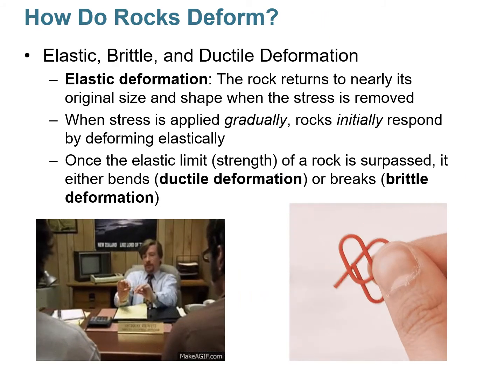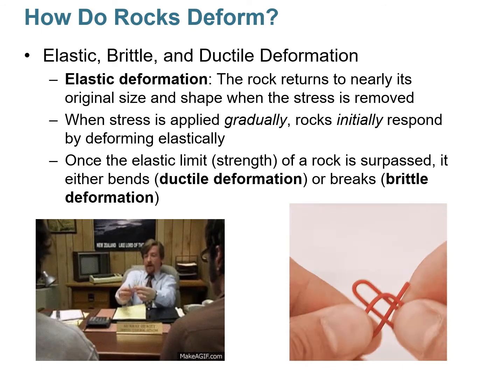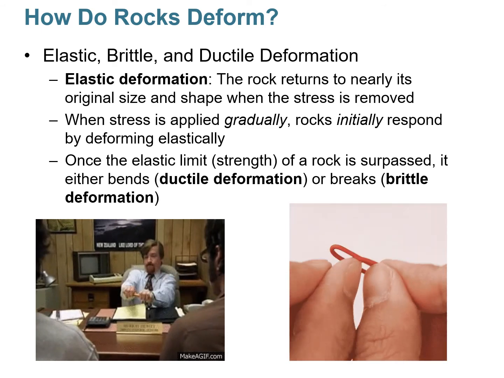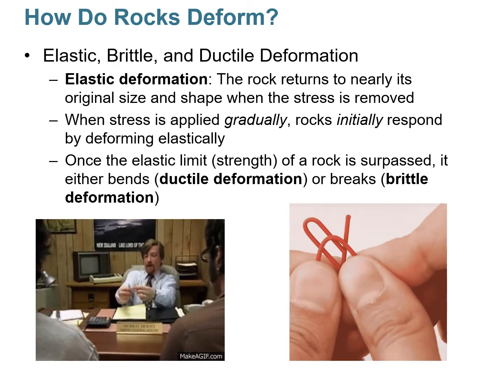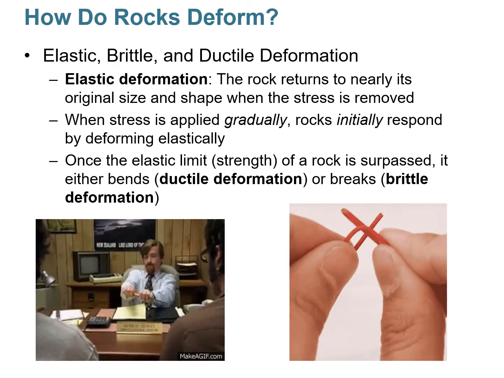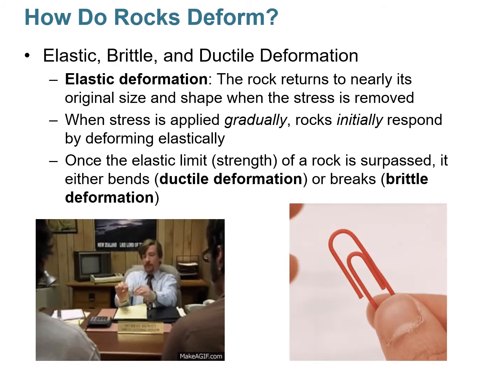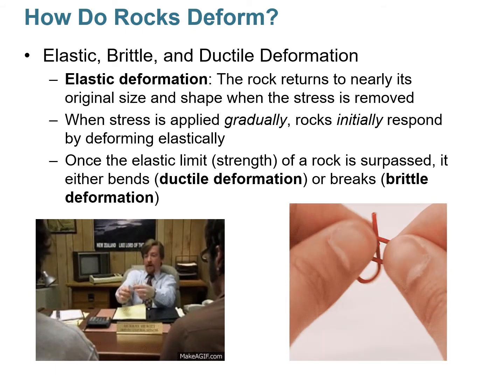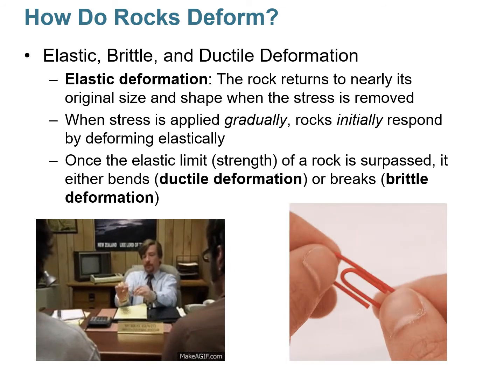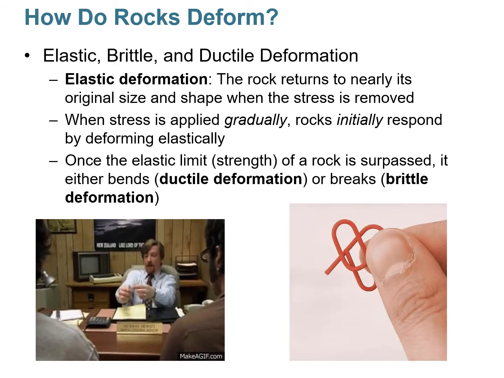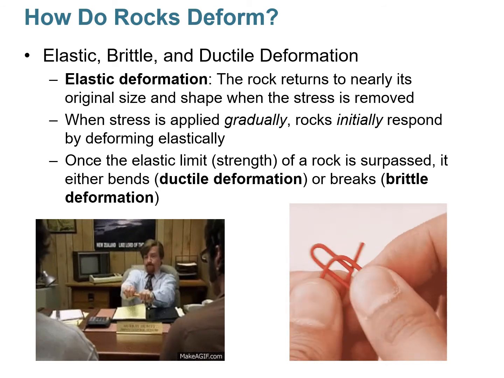So there are three types of deformation. Elastic deformation is when the rock returns to its original size and shape. Imagine a rubber band. Start expanding that rubber band out bigger and bigger and then let it go. The rubber band will return to its original shape and size after the stress is removed, right?